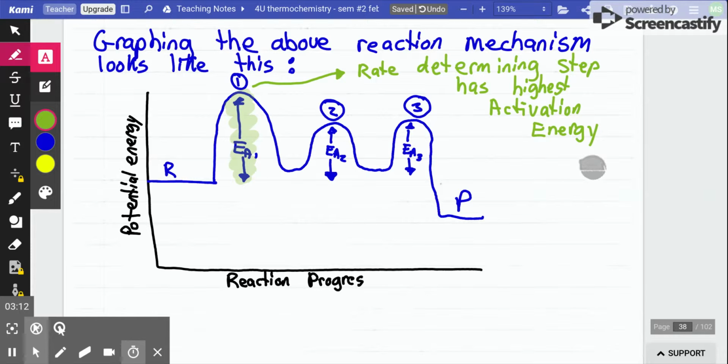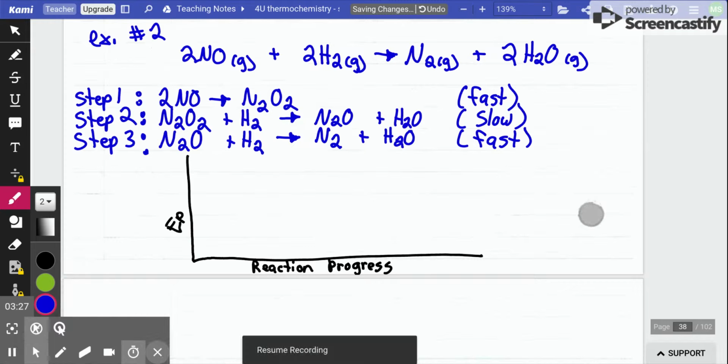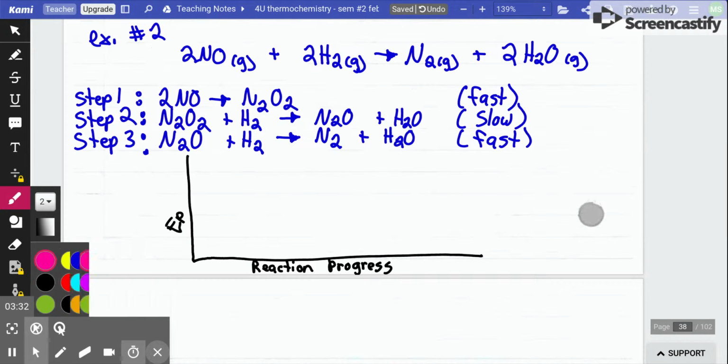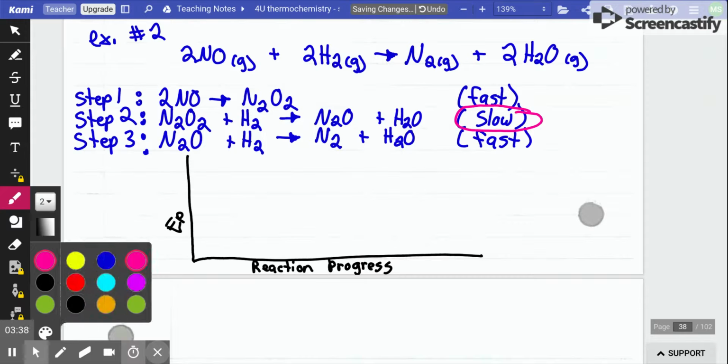Okay, so we're just going to draw another potential energy diagram for the reaction mechanism, for the other reaction mechanism. So I'm just going to quickly rewrite out that reaction mechanism. So we have a reaction mechanism there, and we know that it's elementary step 2 that's our rate determining step. So then elementary step 2 needs to have the highest activation energy.